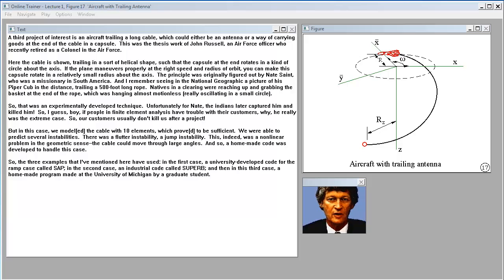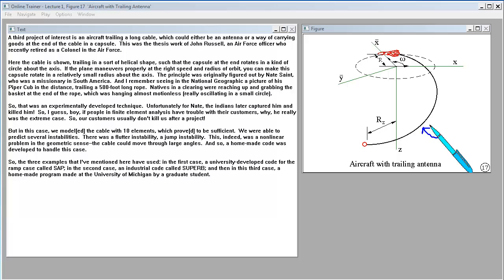A third project of interest is an aircraft trailing a long cable, which could either be an antenna or a way of carrying goods at the end of the cable in a capsule. This was the thesis work of John Russell, an Air Force officer who recently retired as a colonel in the Air Force. Here the cable is shown trailing in a sort of helical shape such that the capsule at the end rotates in a circle about the axis. If the plane maneuvers properly at the right speed and radius of orbit, you can make this capsule rotate in a relatively small radius about the axis.